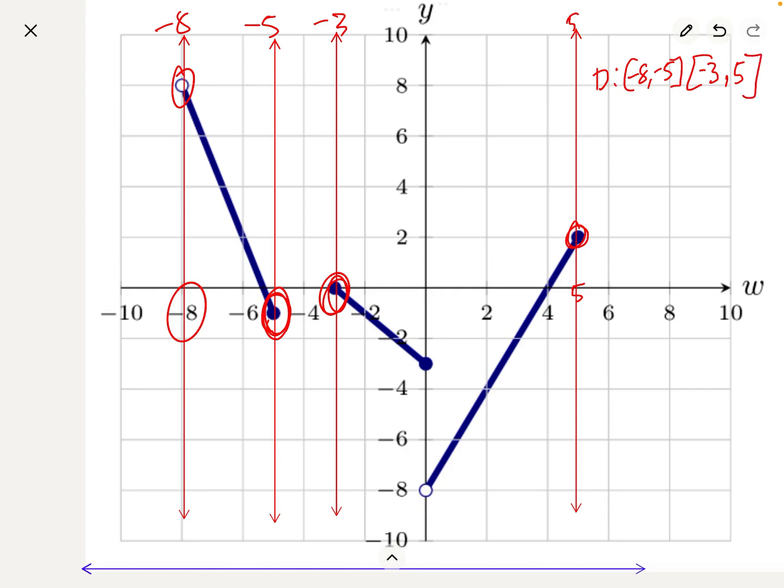Now the only thing that I need to do, and I'm going to squeeze this in because I didn't leave enough room, is put a U in between there. So that's saying these two intervals combined make up the domain. And that's how you would do it. And the reason we need that U is because it's discontinuous right in here. I hope that makes sense.